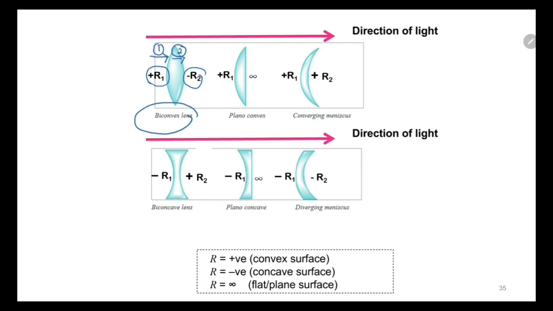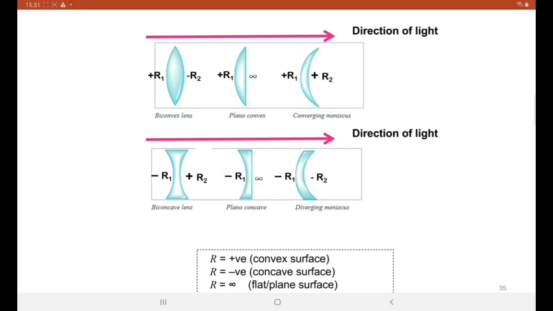Let's take another example. Let's say I take a plano-concave lens. The ray encounters the first surface and the surface is curving inward. It is a concave surface. Therefore, R1 will be negative. And the second surface is flat. Since it is flat, R2 will become infinity. This is how you determine R1 and R2 and their sign convention.